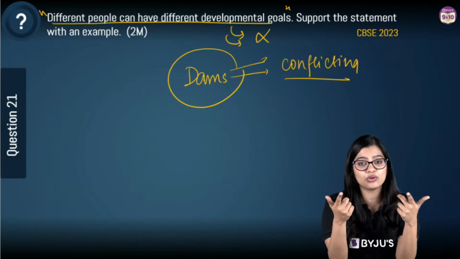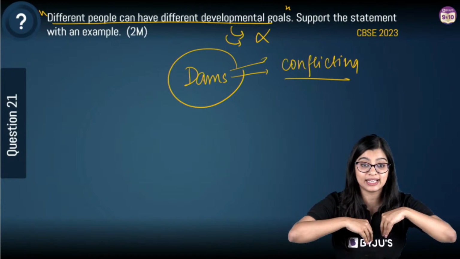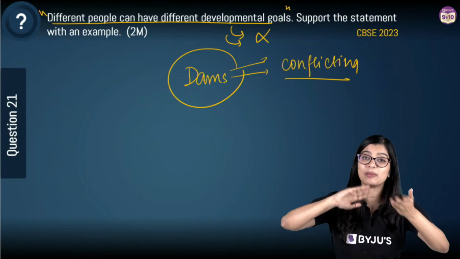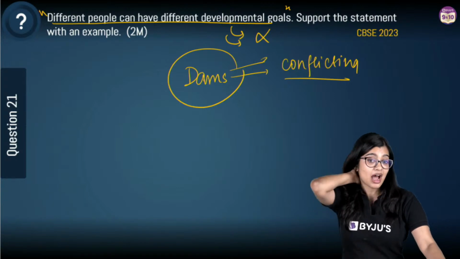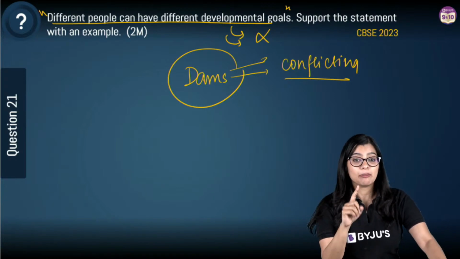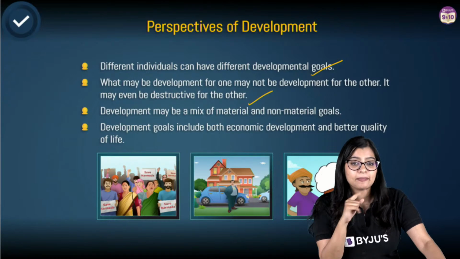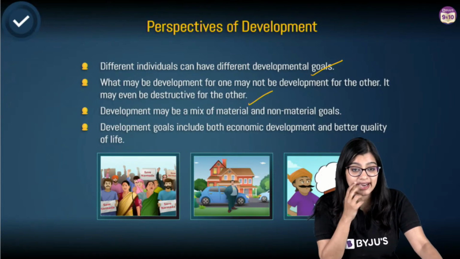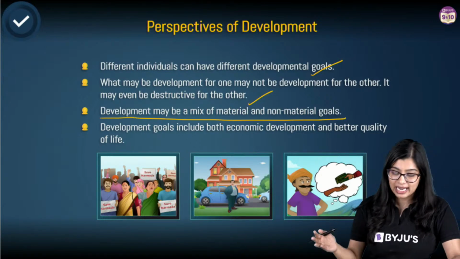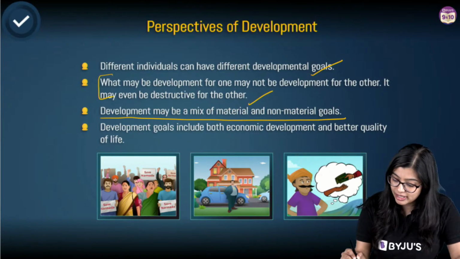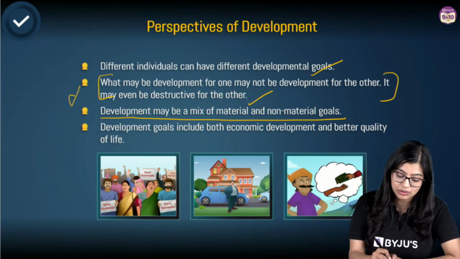But what we also need to do is make it a point to establish that not all developmental goals are positive. There could be some goals which are contradictory, which could be harmful for the other. So are we clear? You can explain this with two examples, but there are 2 points that you need to learn and write about. This will surely come, so you can write about that. Understand that developmental goals could be material and non-material, and what could be development for one may not be developmental for the other. That is something you will have to keep in mind.